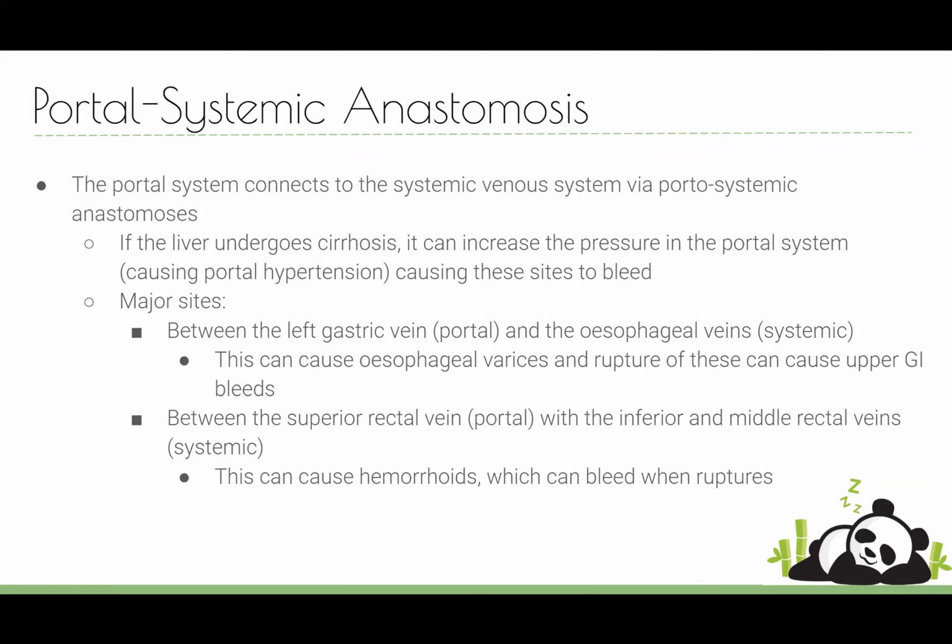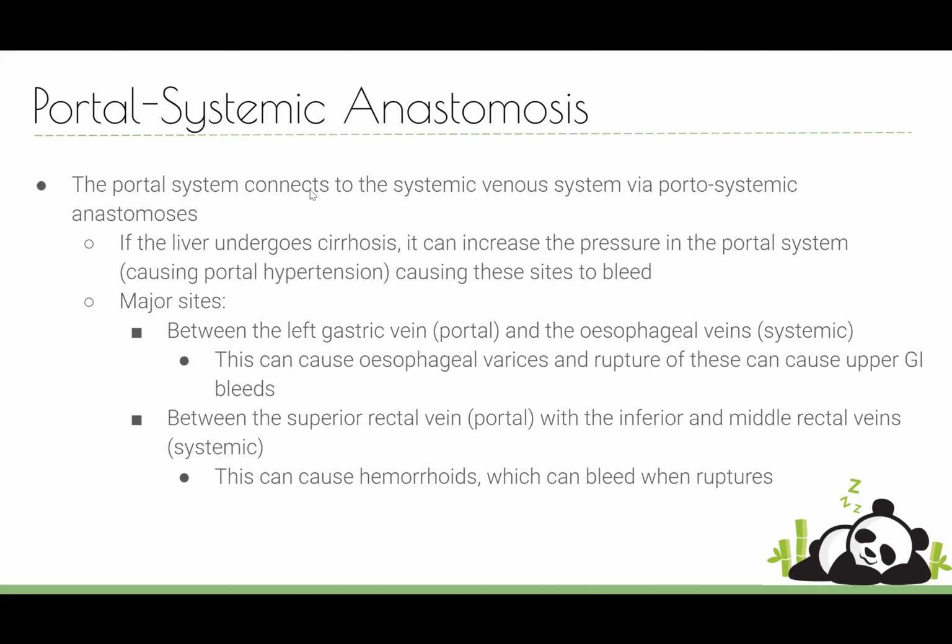So the systemic system there. And these can cause hemorrhoids, which can bleed when they rupture. These aren't anywhere near as bad, as in they won't kill you. They are just, I guess, embarrassing to have when you're bleeding out your butt. But beyond that, they're not the worst.